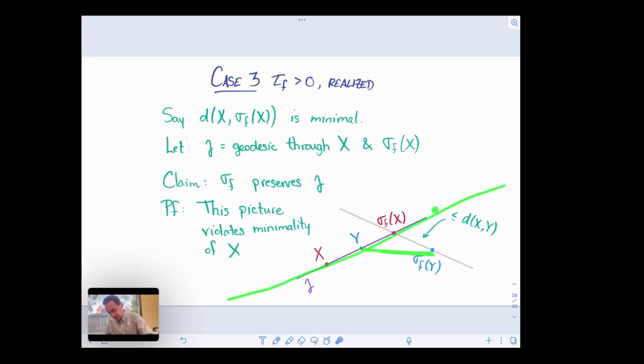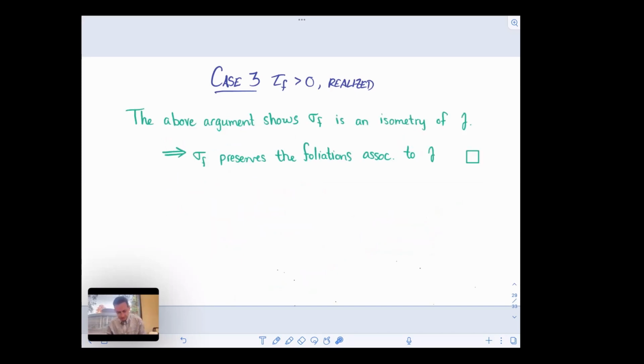So this geodesic is preserved, but we said Teichmüller geodesics are stretching and contracting along foliations. And so that's what gives you pseudo-Anosov. So geodesics correspond to foliations, and that's how you get pseudo-Anosov. I think that's all I wanted to say. The above argument shows σ_F is an isometry of this geodesic. It's really a geodesic ray, and therefore you preserve the foliations. So hopefully that gives you a good idea of what we did. I think there's a lot to do with the interplay between these two theorems, but that's the first step. So thanks very much.